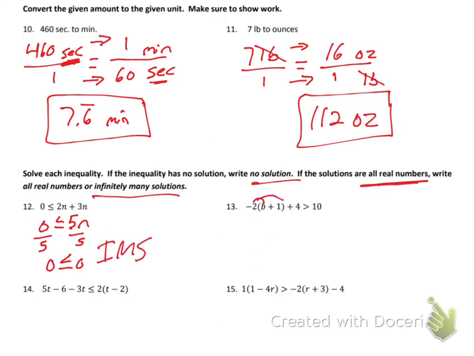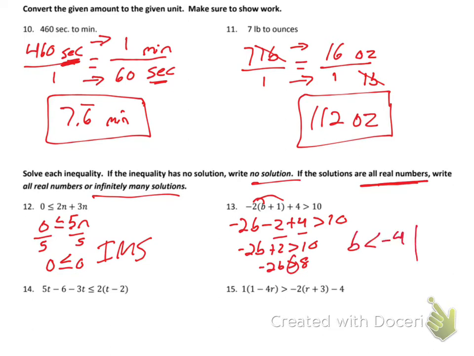13, I'm going to distribute. So I have -2b minus 2 plus 4 is greater than 10. Combine like terms, so I have negative 2b plus 2 is greater than 10. Minus the 2, I'll have negative 2b is greater than 8. I'm going to divide by negative 2, so that's going to flip the sign. So I'll have b is less than negative 4.